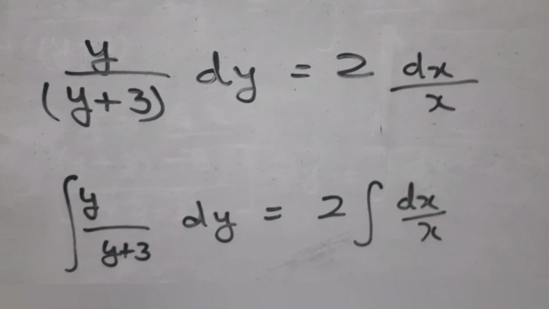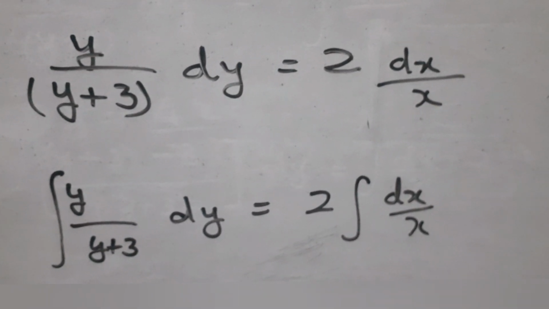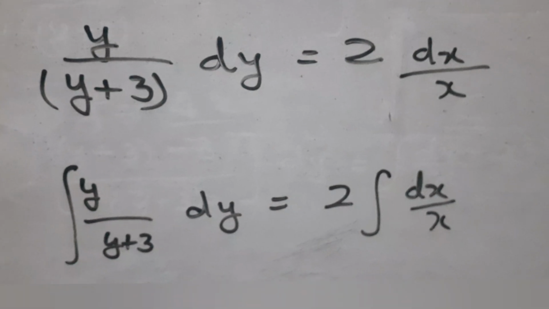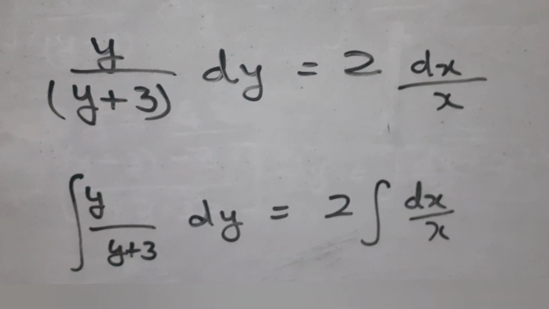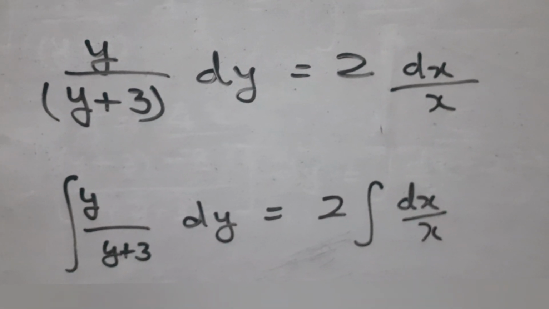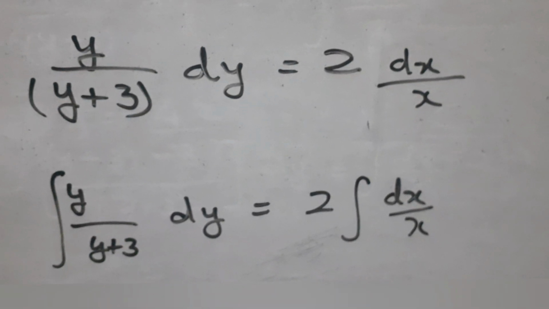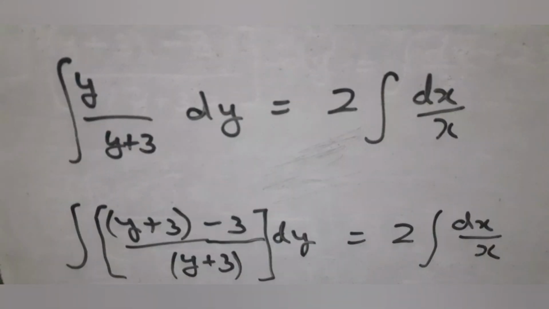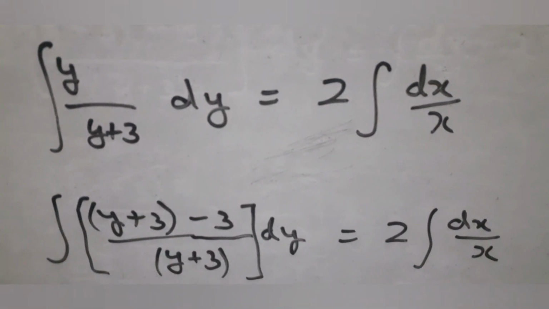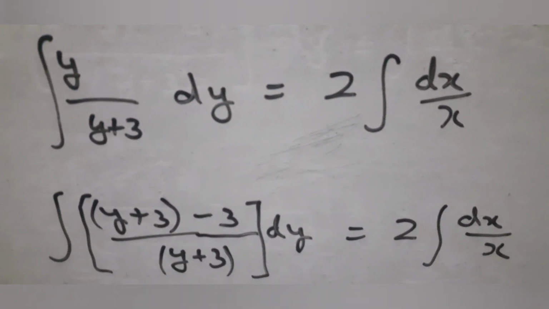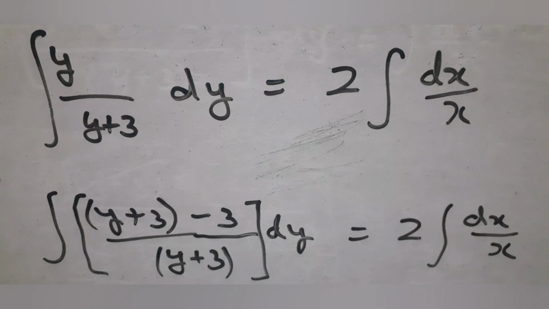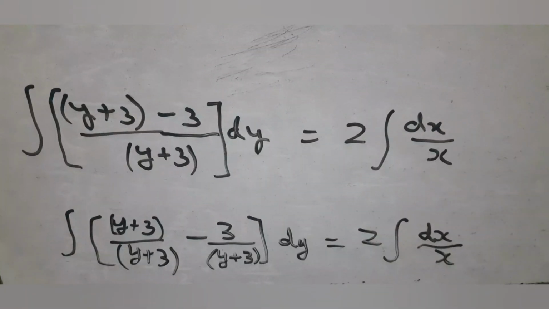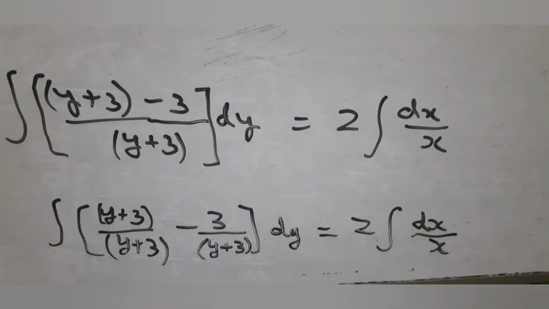In the LHS, y and y plus 3 are both of degree 1, so we can apply long division to make it into a proper form, or write the numerator y as y plus 3 minus 3. Split the expression on the LHS into two terms and integrate term by term.